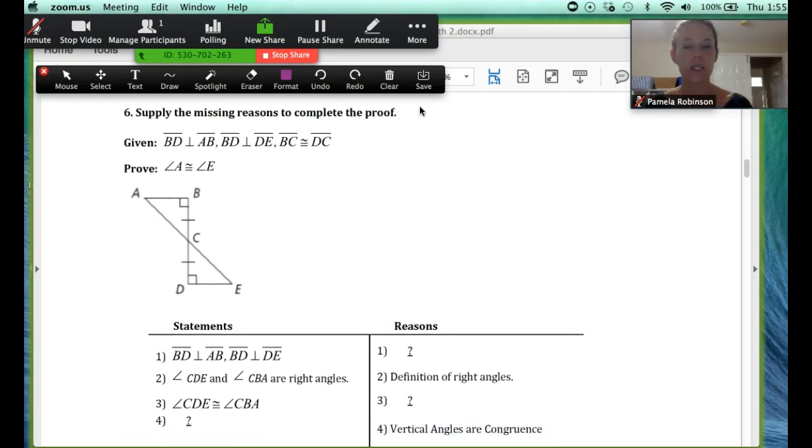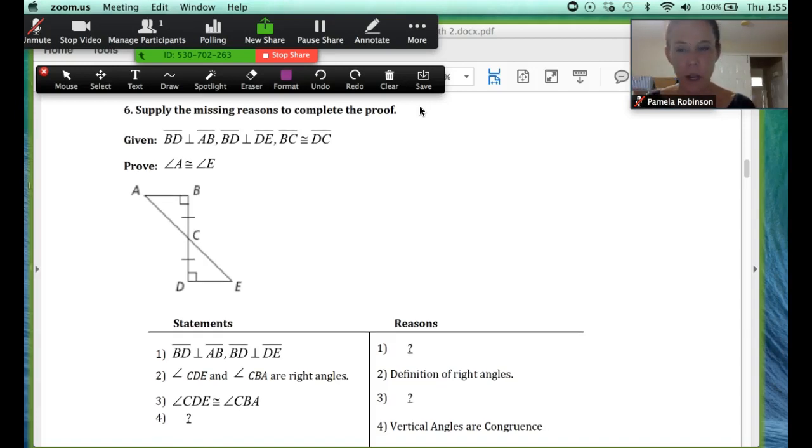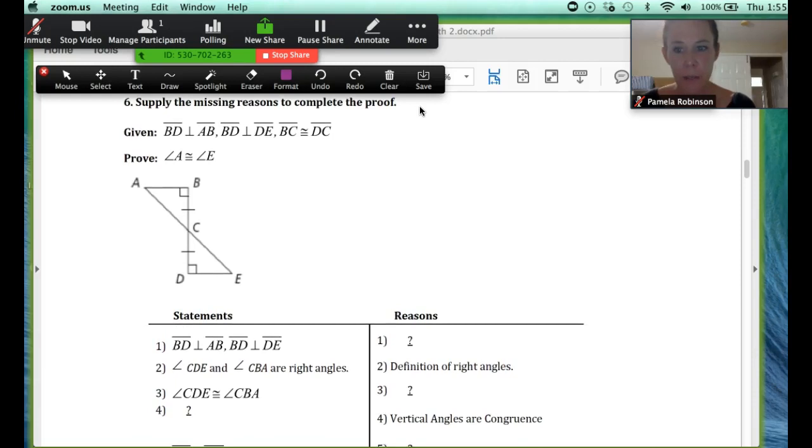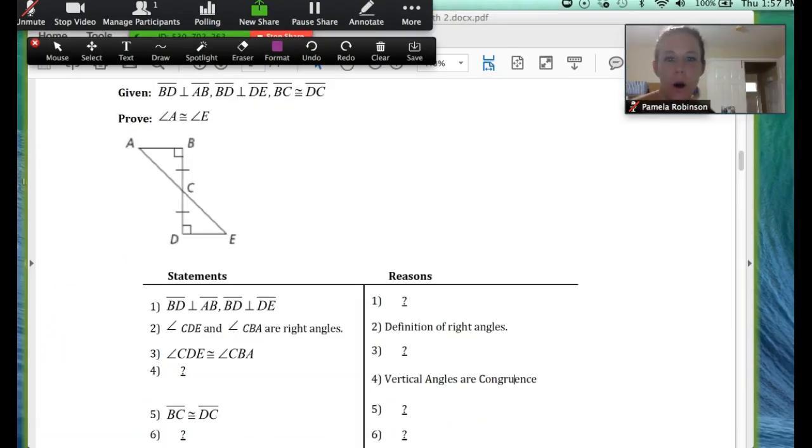Supply the missing reasons to complete this proof. Once again, it's scaffolded. You don't have to worry about doing the whole thing. All right, so you're given BD. Okay, on to number 6. We're given a scaffolded proof, like I just said, and you are given this information.